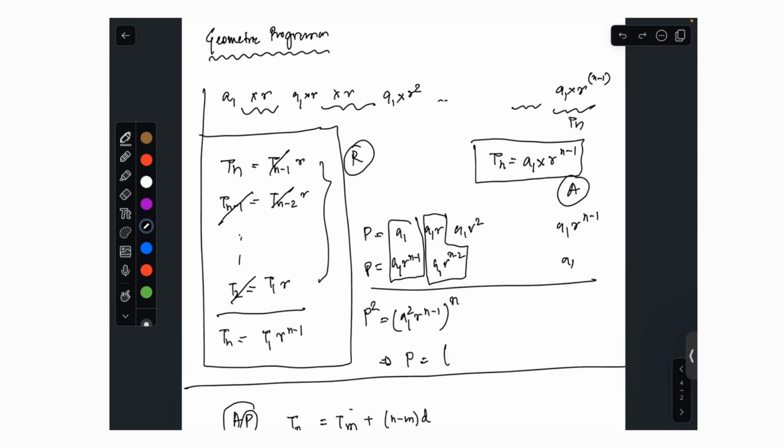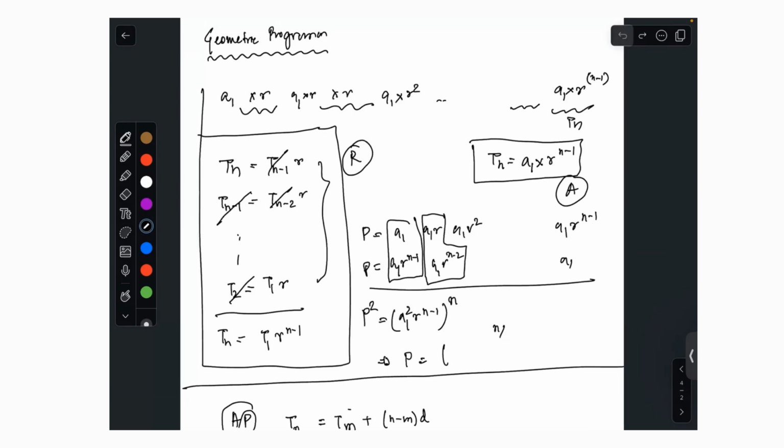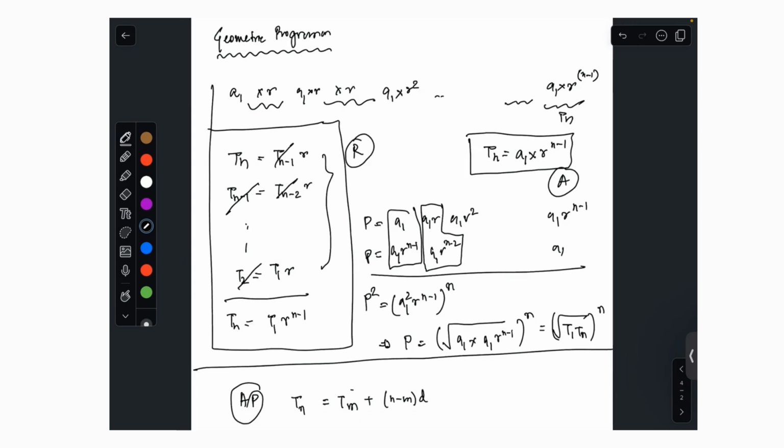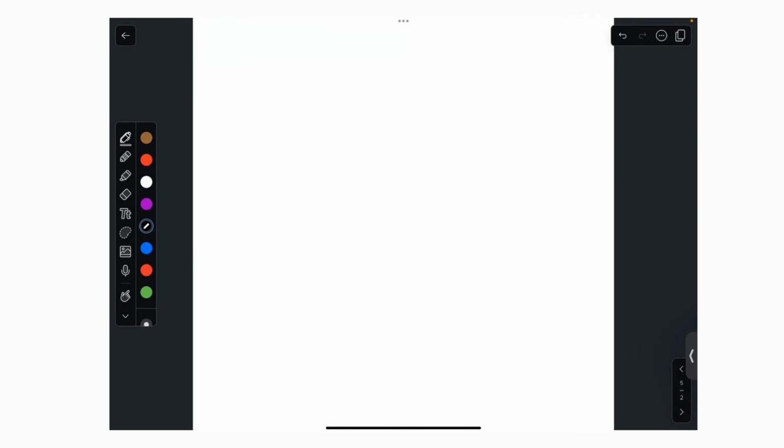Now let's think about this. I would rather write it like this: it's the square root of A1 times A1 R to the power n minus 1, whole to the power n. So it's rather the square root of T1 times Tn, whole to the power n. Now, if you remember, in AP, the sum was n times T1 plus Tn, divided by 2.